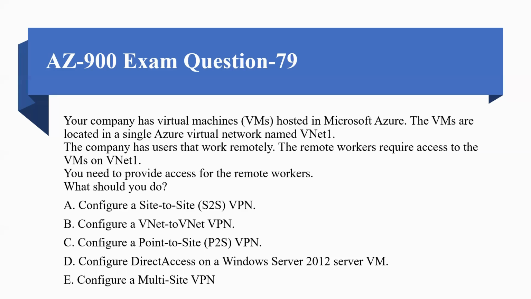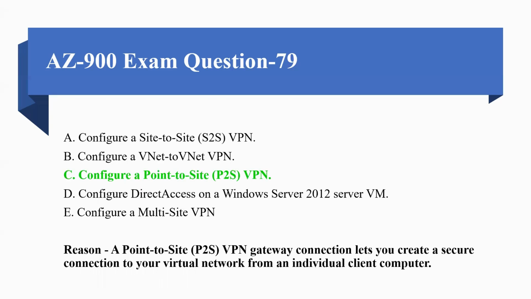You need to provide access for remote workers. What should you do? Option A, configure a site-to-site (S2S) VPN. Option B, configure a VNet-to-VNet VPN. Option C, configure a point-to-site VPN. Option D, configure direct access on a Windows Server 2012 server VM. Or option E, configure a multi-site VPN. And the correct option is C.